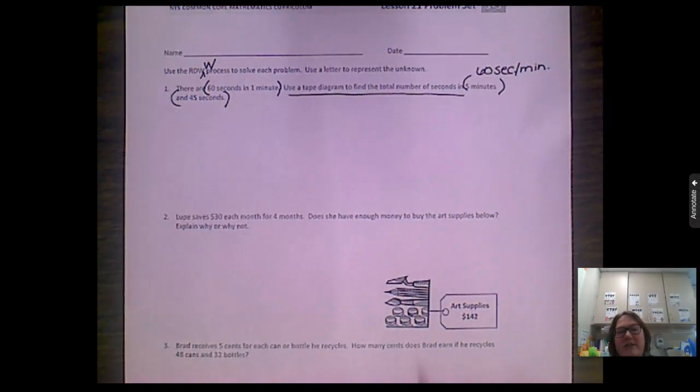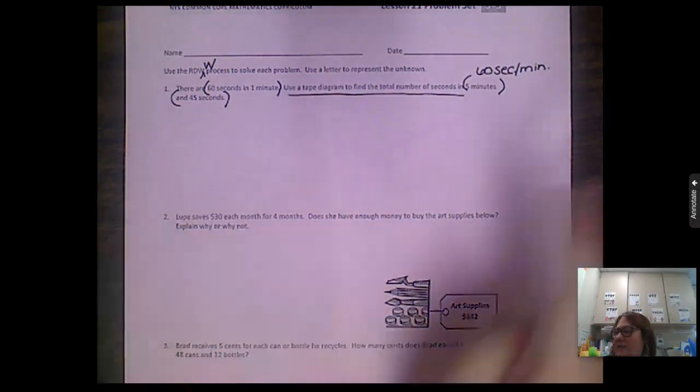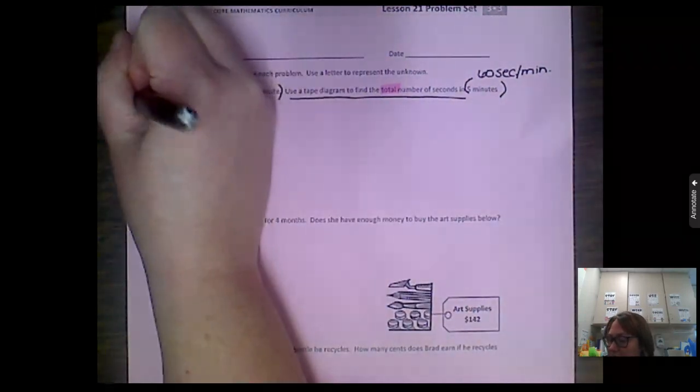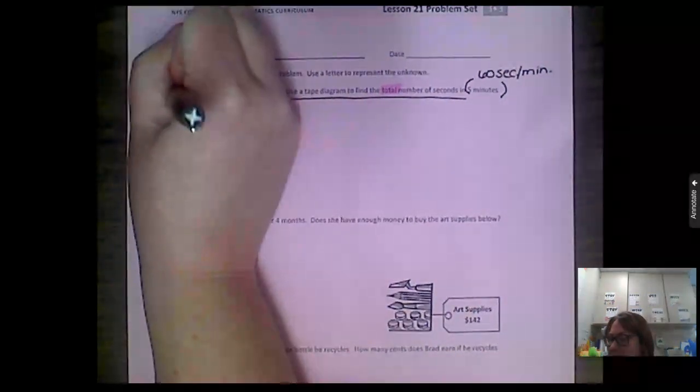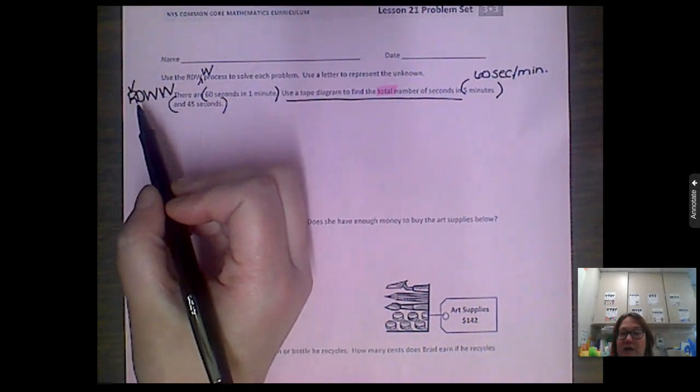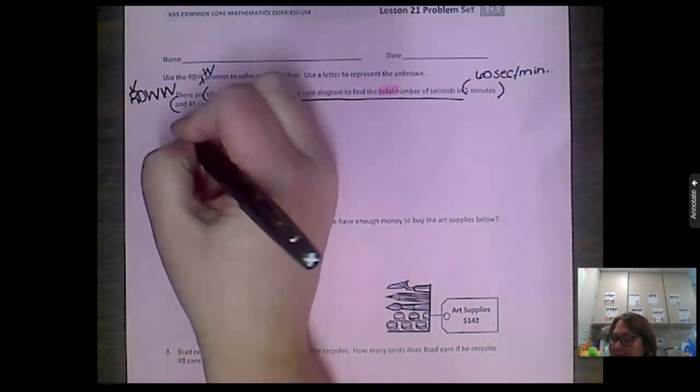Did you see any clue words in there? I did. We'll see if you found the same ones as I did. 60 seconds in a minute, tape diagram to find the total number of seconds in 5 minutes and 45 seconds. Is that what you found too? Good. Alrighty. Let's look here. So we did our read. I'm actually going to write RDWW right on the side there, and I'm going to check my R for the read. Now next comes the draw, and we know that we're drawing a tape diagram.